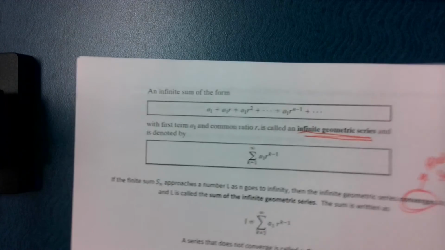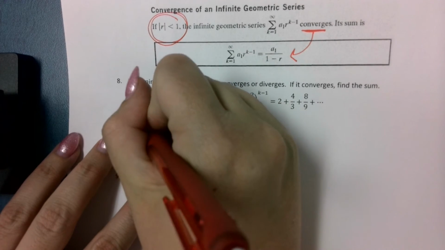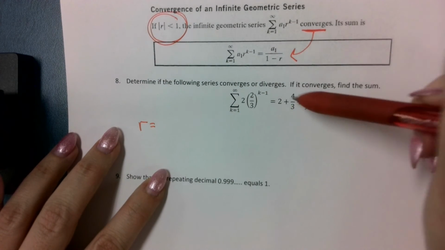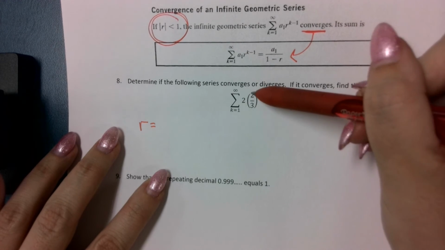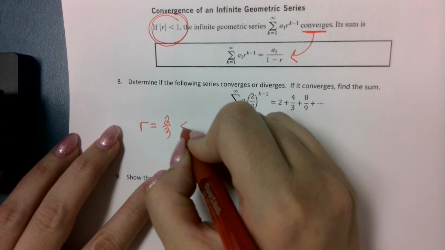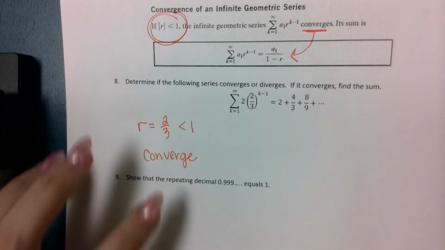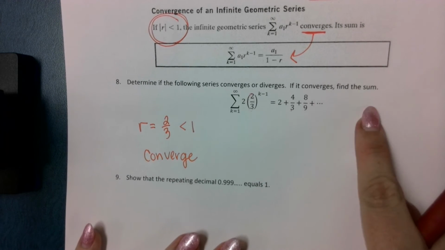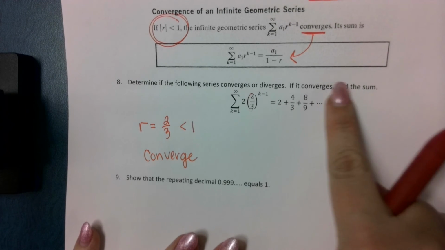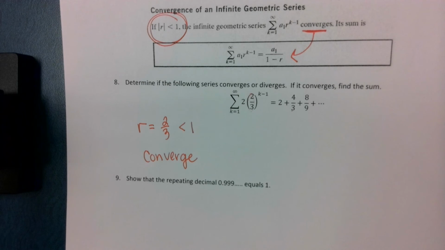Okay, so for example, determine if the following series converges or diverges. If it converges, find the sum. So if I want to know if it converges or diverges, I need to know what r is. So r in this problem is 2/3. I'm multiplying by 2/3 each time. I also know it's 2/3 because of this guy here. Now 2/3 is less than 1, which means it is going to converge. It's going to get closer and closer, even though this is going on to infinity. As I continue to multiply by 2/3 and add that, I'm still going to get closer and closer to one specific number. It's not just random.